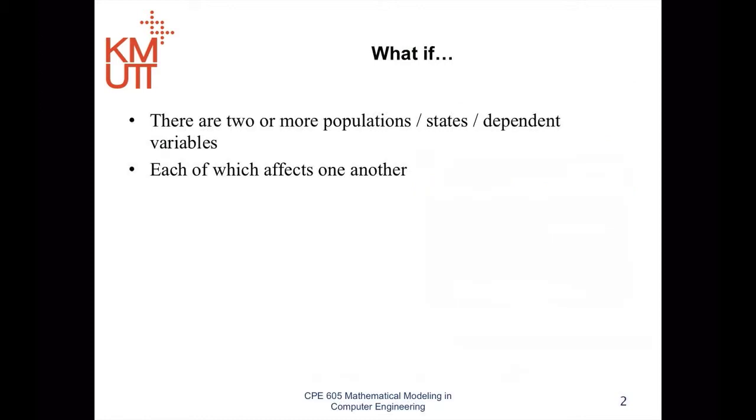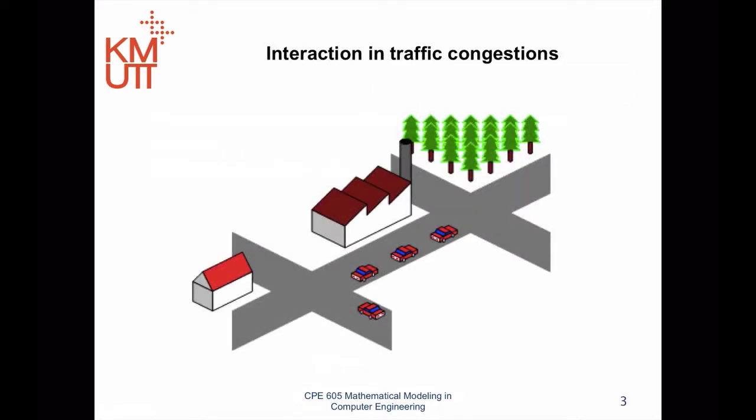In this lecture, we will discuss the situation where there are two or more populations that need to be considered together, and they have certain effects on one another. These populations can be thought of as not just populations in the strict sense. They can be thought of as states, or dependent variables. Such situations can be found in things like this.